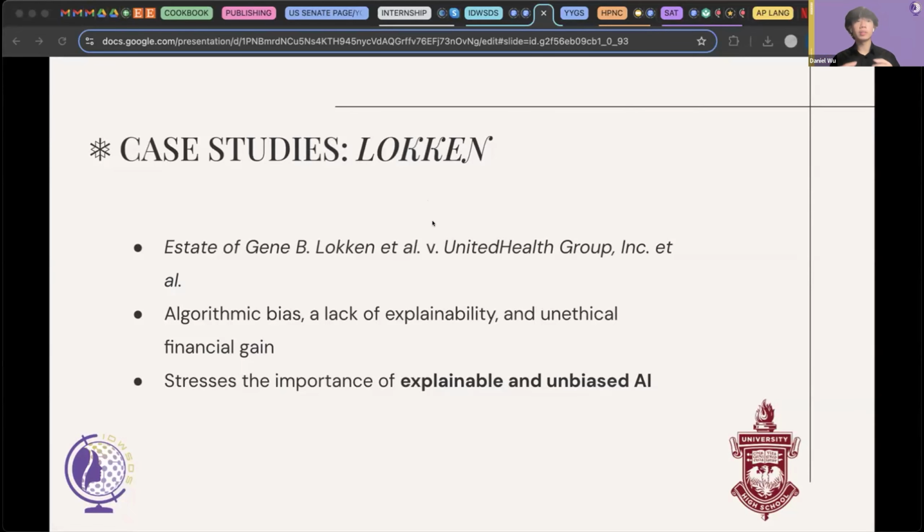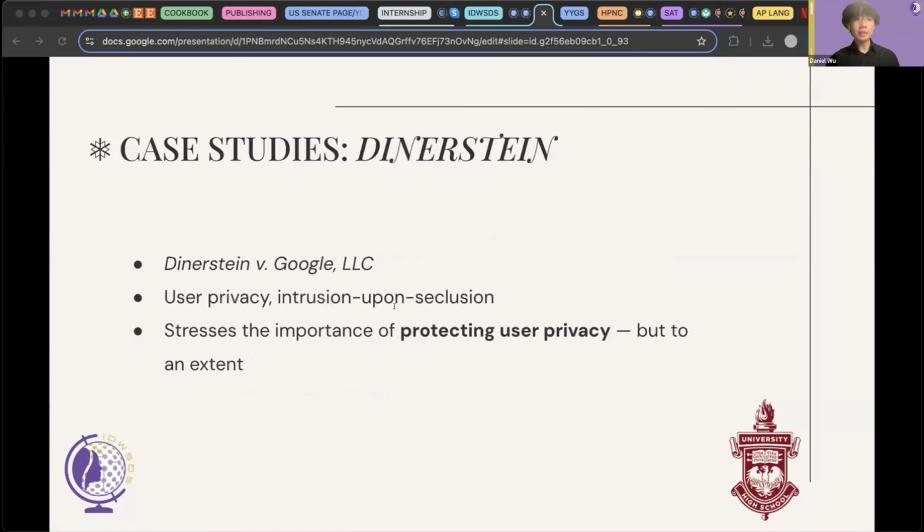This lawsuit is still ongoing, but it's very likely that the plaintiffs will win. And it emphasizes why explainable and unbiased AI developed by ethical corporations is very important in healthcare. Often, not only is the AI unclear about its decision, but sometimes the corporation won't have your best interest at heart as a patient. And yes, it's very important. So the second case study is Matthew Dinerstein versus Google.